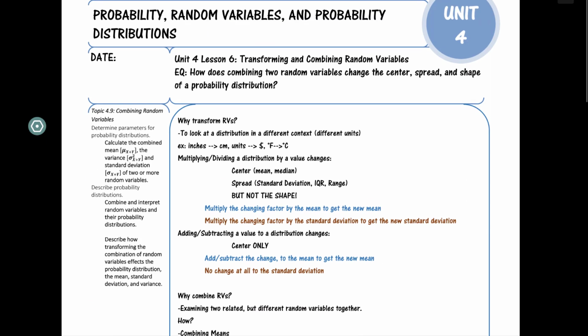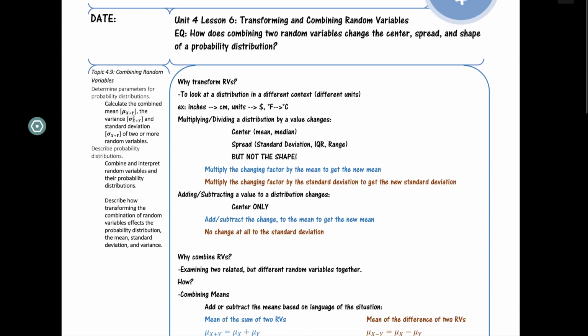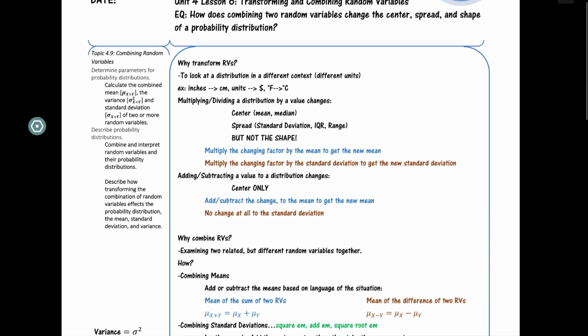Let's go back up to our notes and take a look. So when we're transforming random variables, the idea is that we want to look at a distribution through a different lens, different context, different units. That might mean unit conversion, going from inches to centimeters, pounds to kilograms, or in a case like this, we're going from units to dollars. And this can also be utilized in a business sense. If you're selling something, how much are you selling it for in each instance?